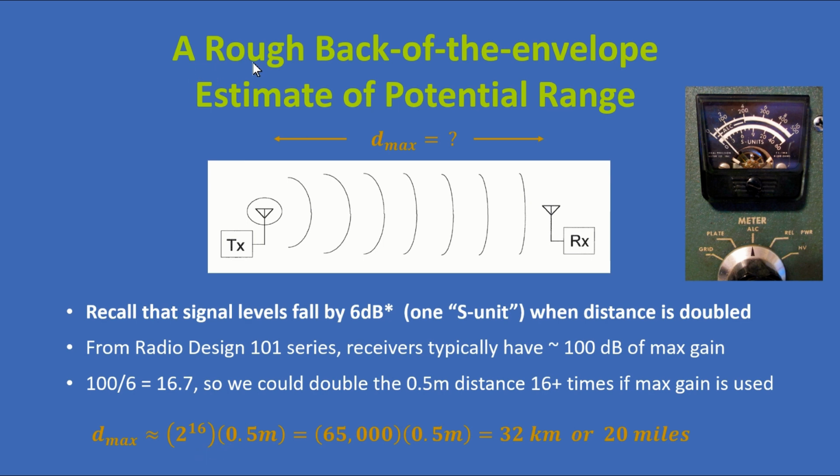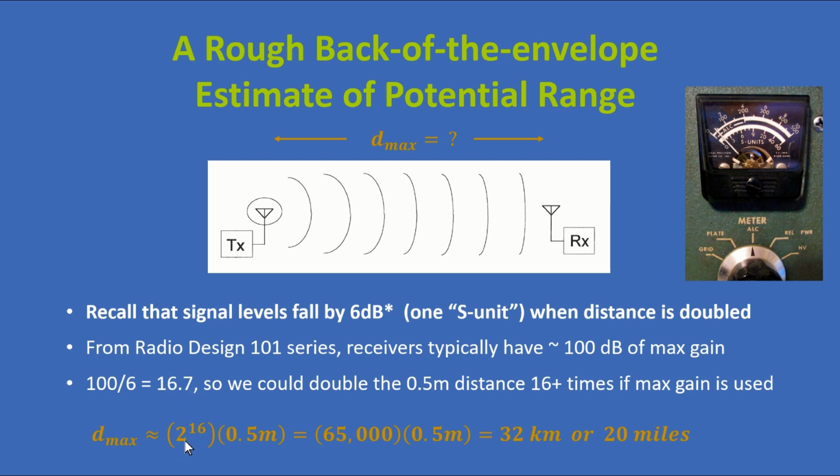And in the title of the slide, I call this a rough back-of-the-envelope estimate of potential range. This is what you might do in a coffee shop if you forgot your calculator and you left your cell phone in the car and you're just trying to rough something out. You use a few things you know. For example, 100 dB max gain, 6 dB per doubling of distance. And we can calculate that's 16.